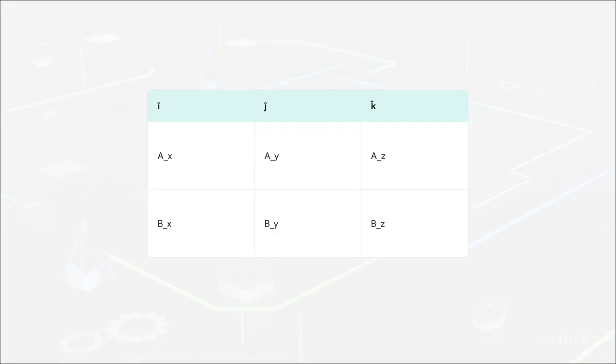You build a 3x3 matrix. The top row is always your unit vectors, i hat, j hat, and k hat. The next two rows are just the components of your vectors, a and b. You then just calculate the determinant of this matrix, and what you get are the components of your final resultant vector. It's a really neat system.